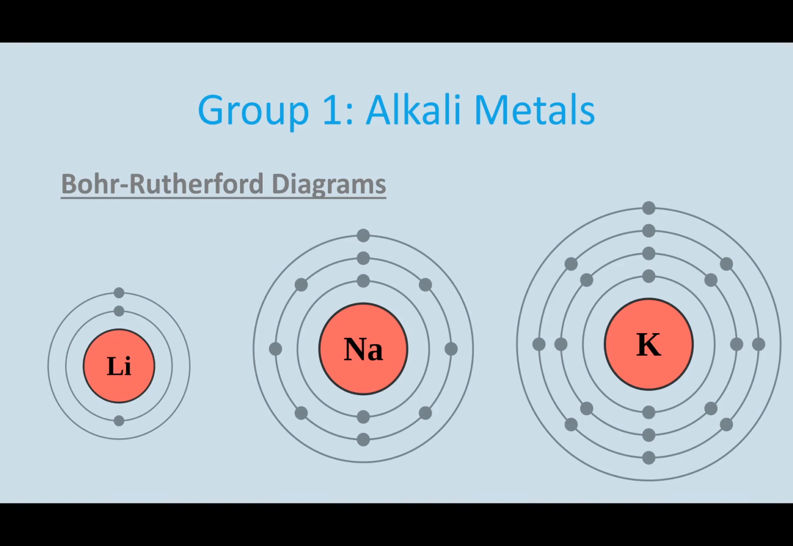Looking at the Bohr-Rutherford diagrams, and again, you may have noticed this in previous notes or activities, if you look at the Bohr-Rutherford diagrams for at least the 3 elements that we're going to be focusing on in the top 20, lithium, sodium, and potassium, and again, this would be the same for the other ones as well. If you look at the electrons, there is 1 electron in the outer shell. And that's going to be common for everything in group 1. There's always going to be 1 electron in the outer shell.